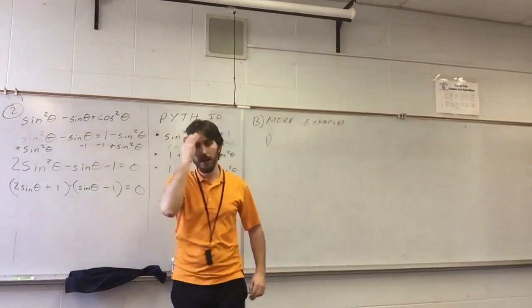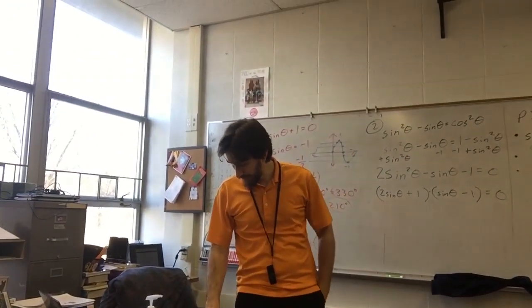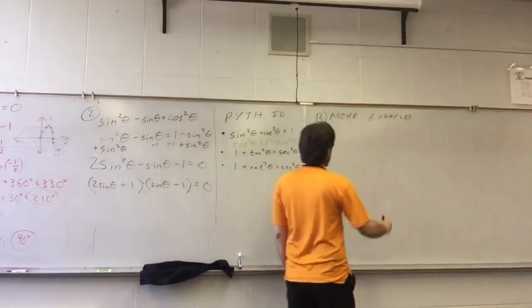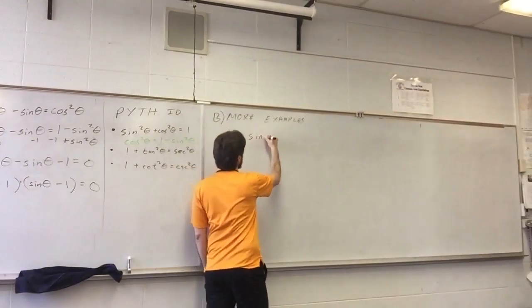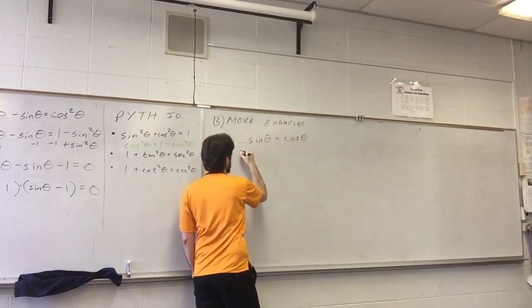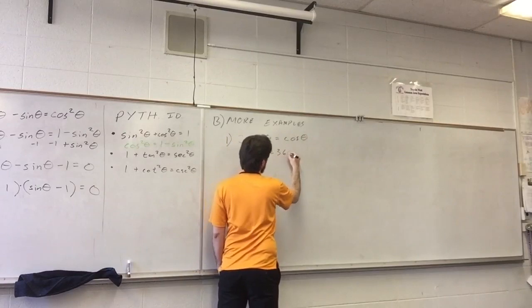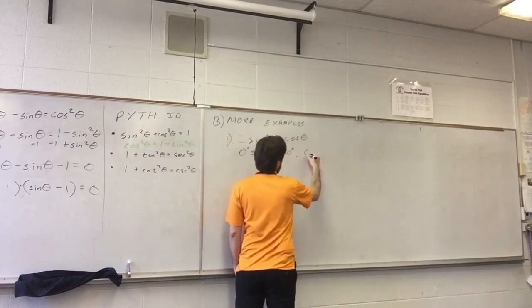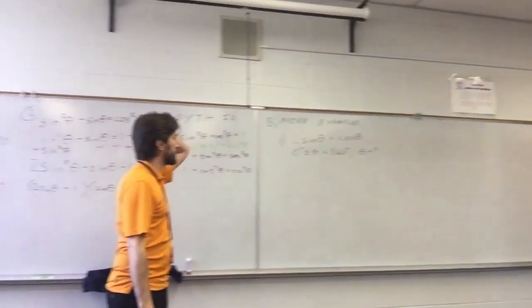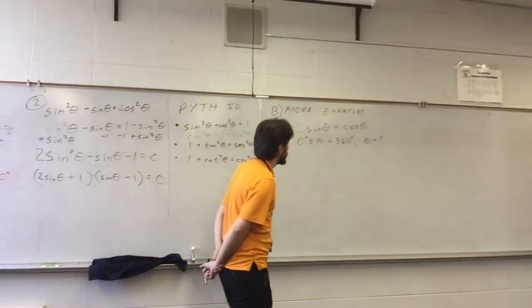Okay, let me show you one more strategy you can use to solve these problems. Let's look at 2 sine of theta is equal to the cosine of theta, where 0 degrees is less than or equal to theta is less than 360 degrees. And we want to find out what values of theta will satisfy that equation. 2 sine of theta equals the cosine of theta.